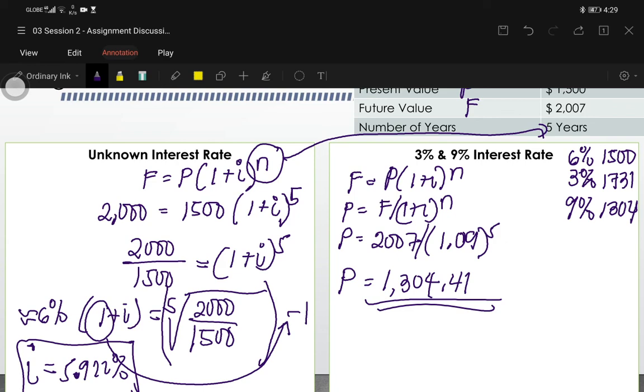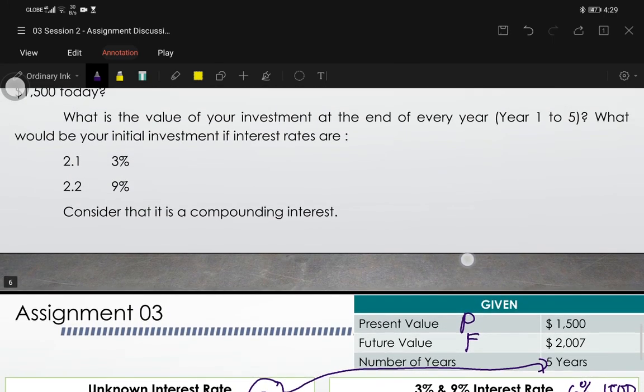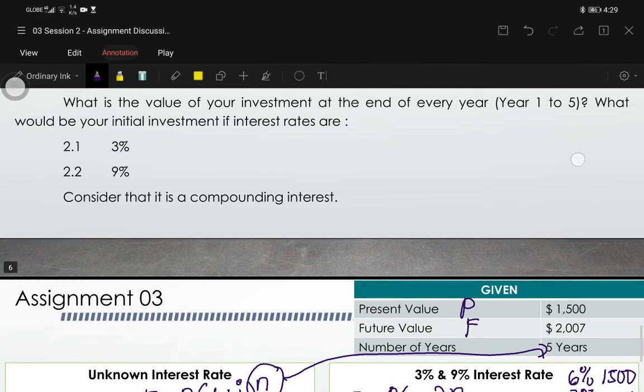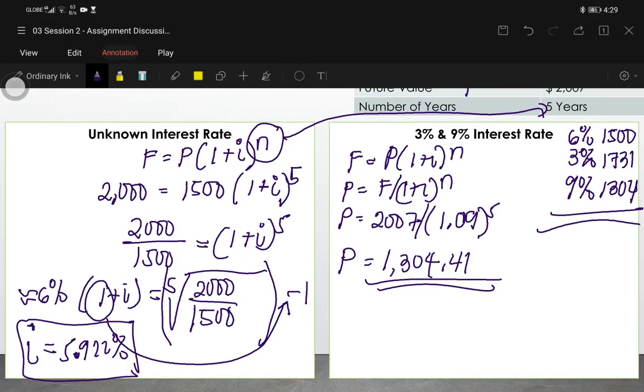So summary wise, you can see that one. And then the value of the investment from year 1 to 5 will be given through a PowerPoint discussion. But this one is the manual computation on how to solve your assignment.